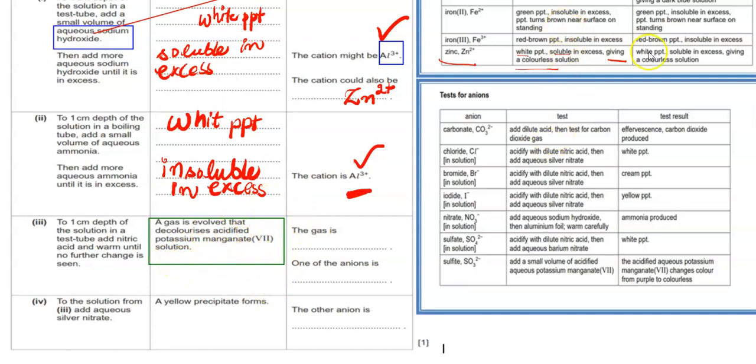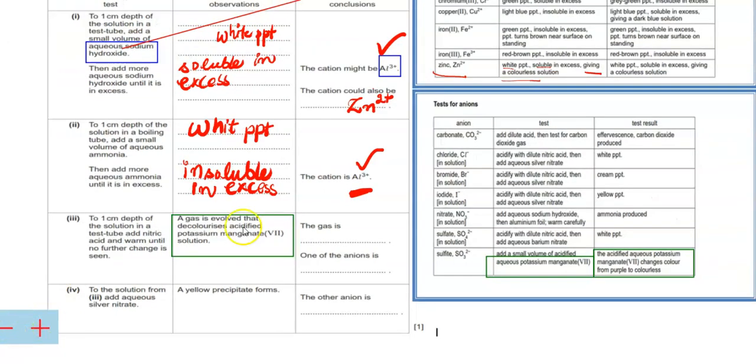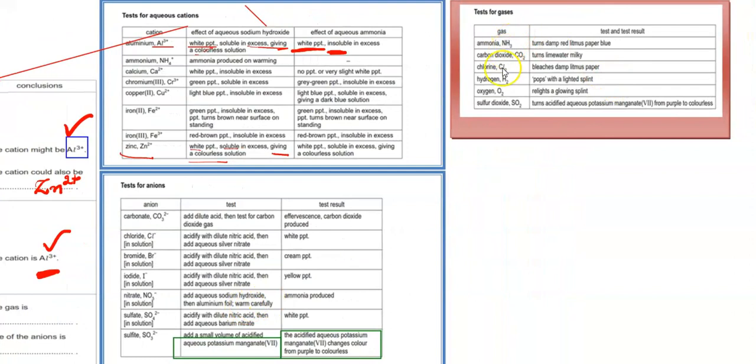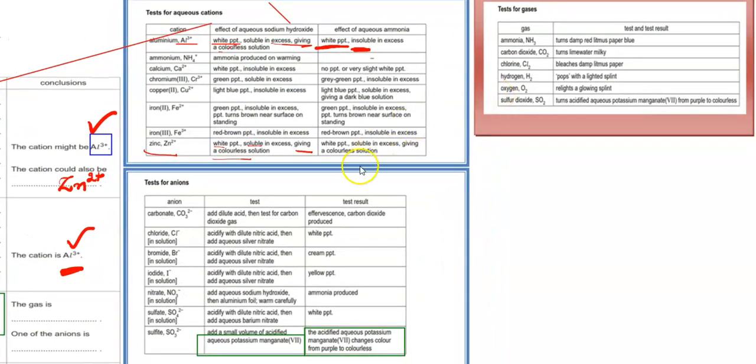See, where is KMnO4? So we need to check. Oh yes, it is in the anion part. KMnO4 color changes from purple to colorless. Okay, so let us move to that part. We also have SO2 here.